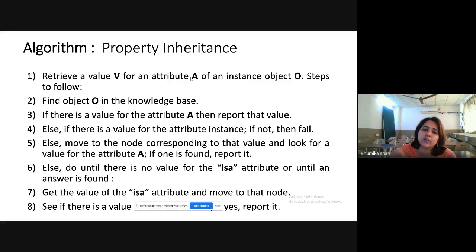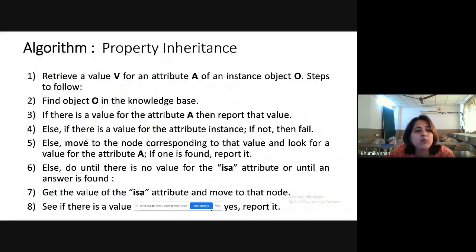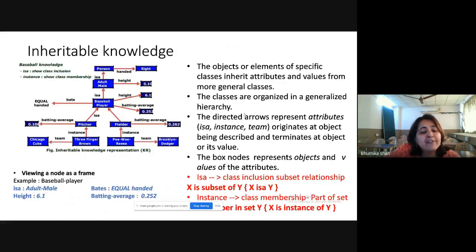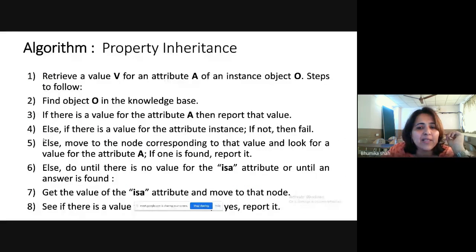Find and locate object O in the knowledge base. So if I am asking you the question, what is the team attribute's value for Three Finger Brown, what is your first step? Go and locate Three Finger Brown over here. I have located it. What is the second step? If there is a value for attribute A directly available, report the value. After locating Three Finger Brown, I will check whether the team attribute's value is directly available. Yes. So I'll return the attribute value Chicago Cubs. If the value is directly available, then return that value.